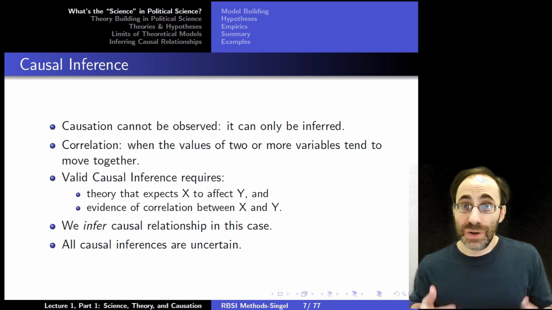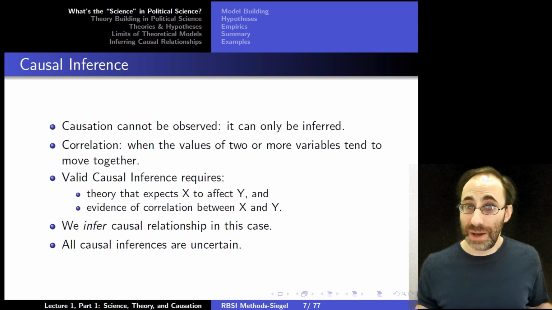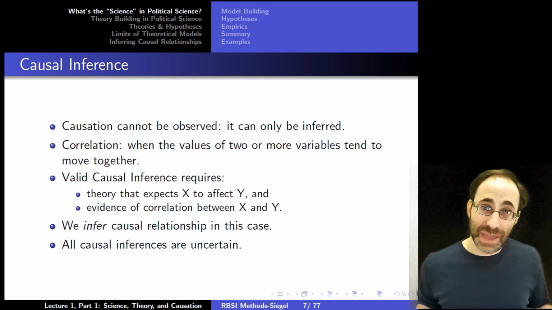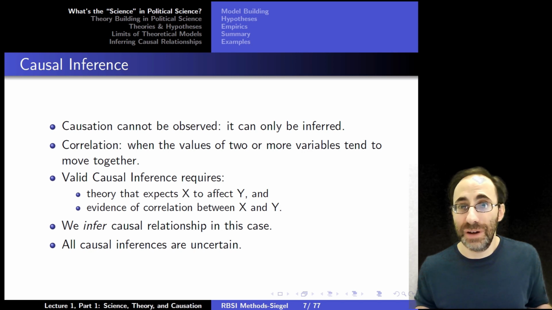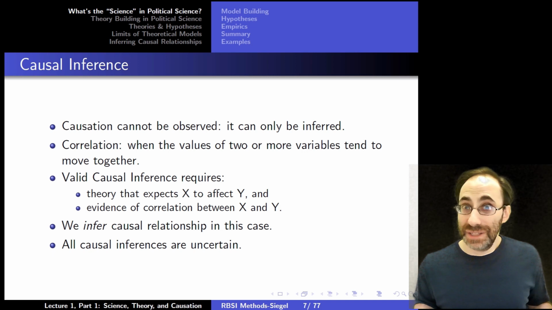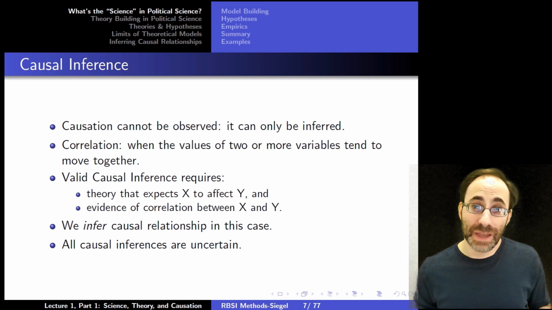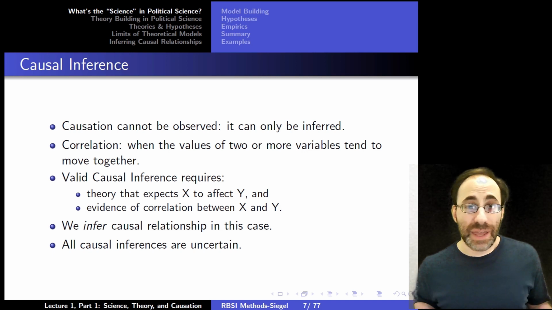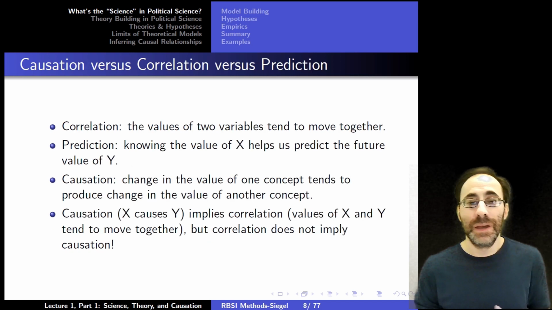So we're going to infer causal relationships when we have a theory that says X should affect Y, A should affect B, and we see evidence that A and B are related. So empirically, they happen together more often than not. Or X and Y are related together more often than not. But again, all these inferences we make about causality are fundamentally uncertain. We're never exactly sure that A causes B, that X causes Y. All we know is it seems to be consistent with our existing theories. And we'll get into more of that in a second.